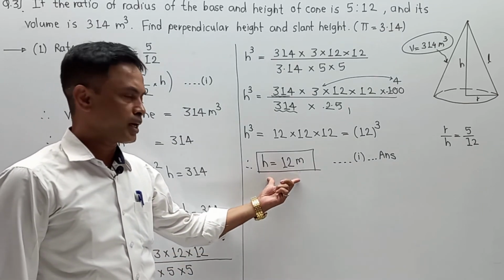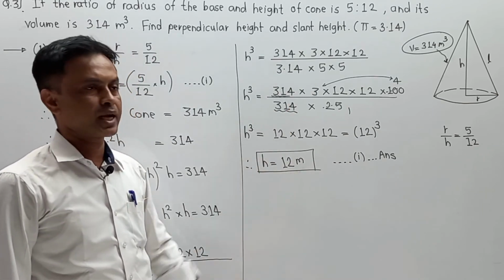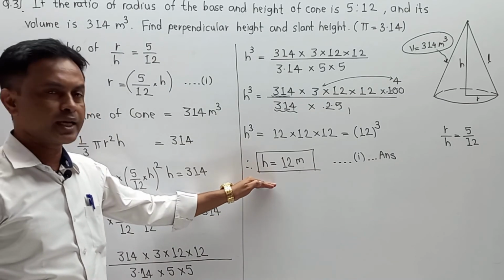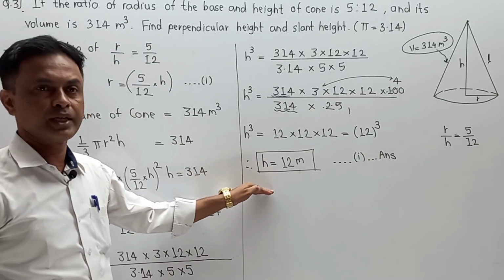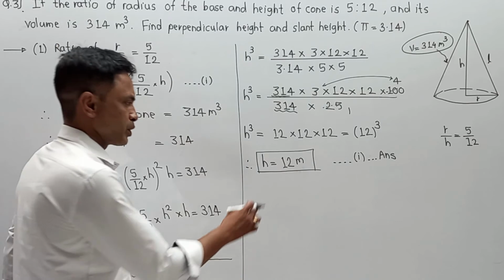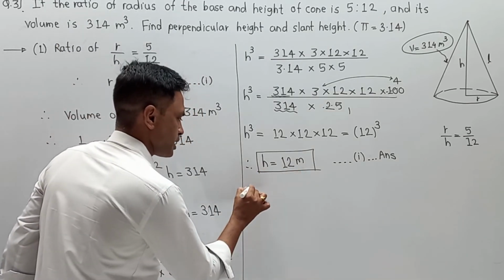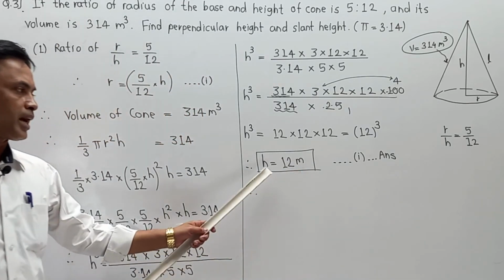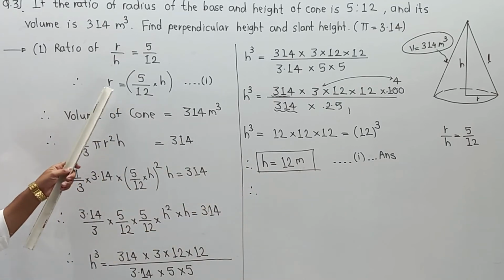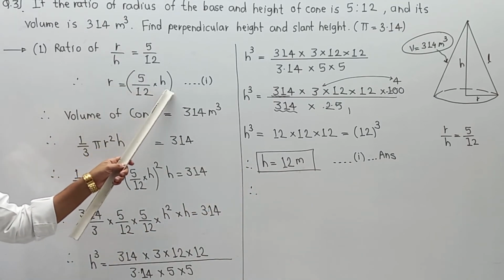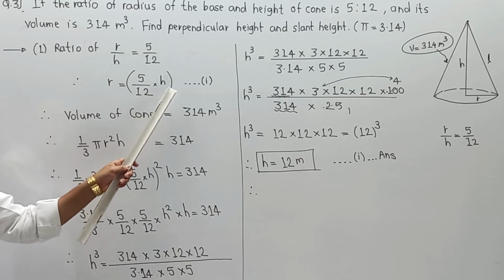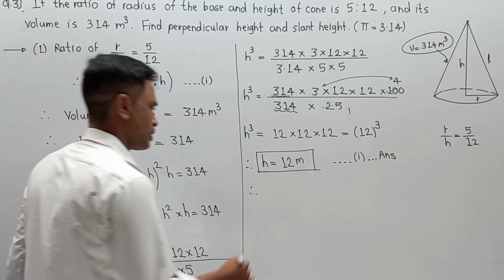Now the second part. Along with that, we have to calculate slant height also. We cannot calculate slant height correctly without the radius, so for that part we need the radius. We know that h is equal to 12 meter. Then there is a relation that we have already proved: r is equal to 5 upon 12 into h. So using that relation over here.